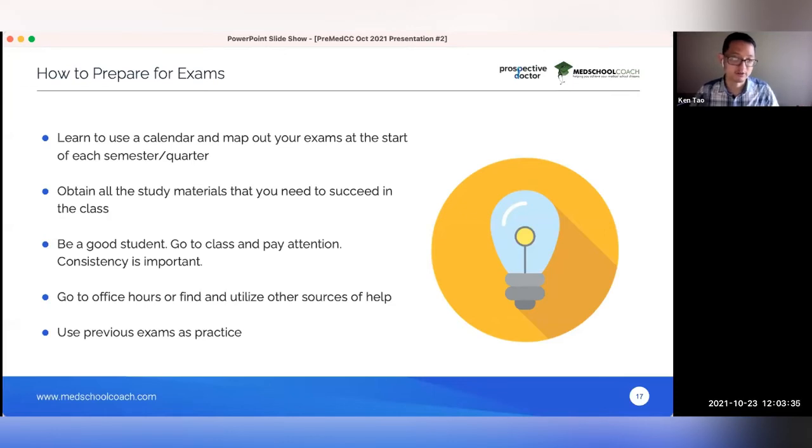Sometimes it's not that hard to do well in your college classes. You just need to be a good student. You need to study and you need to pay attention. And often that works. Another source is to go to office hours or find and utilize other sources of help.